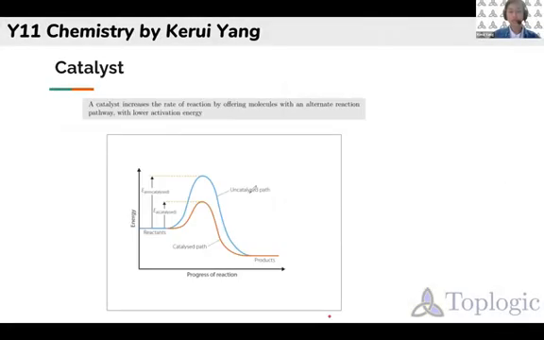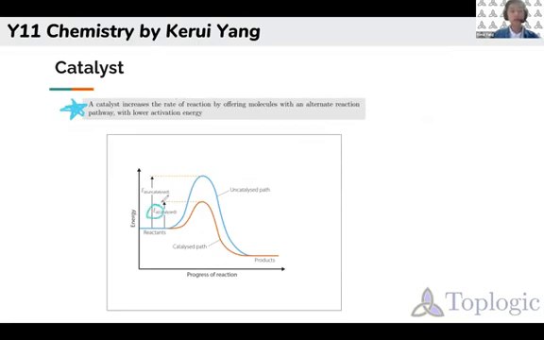Now, I want you guys to basically just memorize this. Memorize and recite this, essentially. A catalyst increases the rate of reaction by offering molecules an alternate reaction pathway with lower activation energy. So just remember this. What it's saying is that what the catalyst does is it lowers the EA.